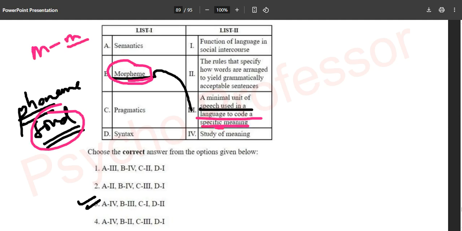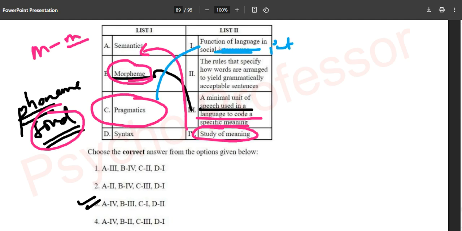But if you talk about the study of meaning, it will relate to semantics over here. And what is pragmatics? Pragmatics is simply the function of language in social interaction. Okay, so it is C1, and that is how you will get the correct answer over here.